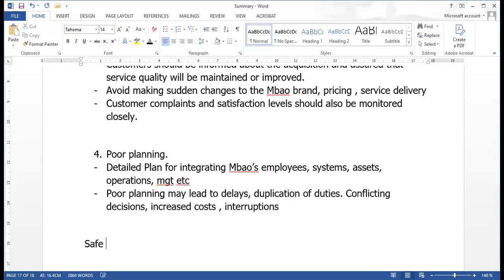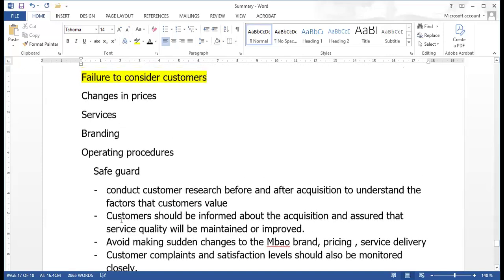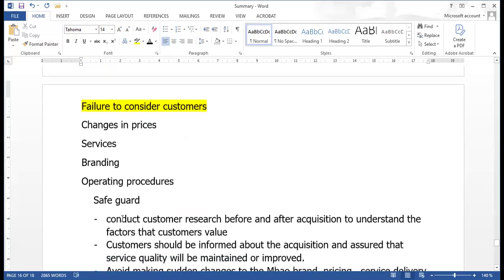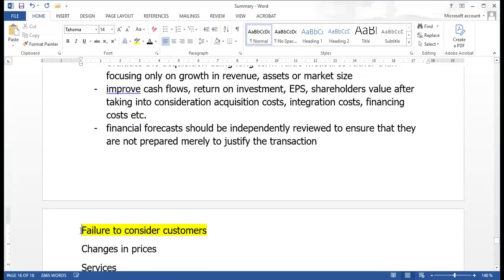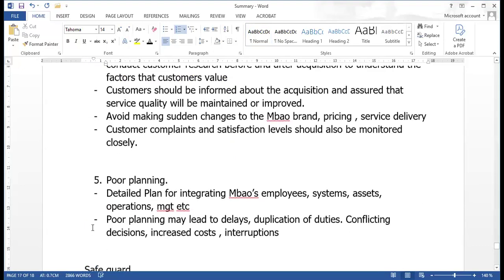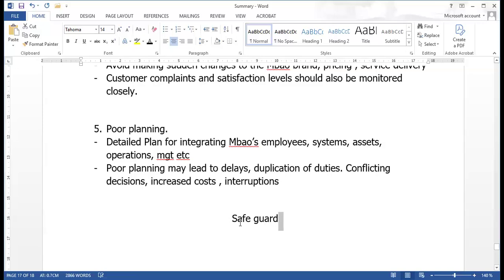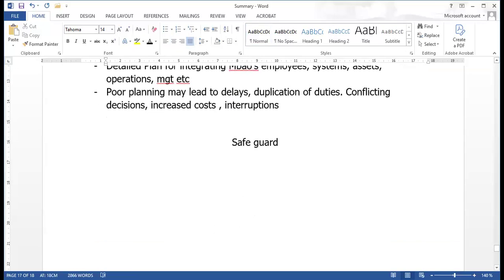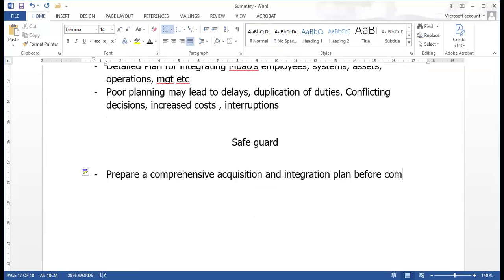Then the safeguard. Hey, you guys will have only 4 points. This is number 4. This is number 5. Then safeguard, what can we do, guys, here? Prepare a comprehensive acquisition and integration plan before completing the transaction.